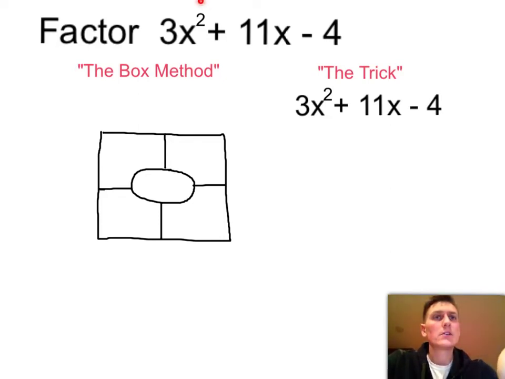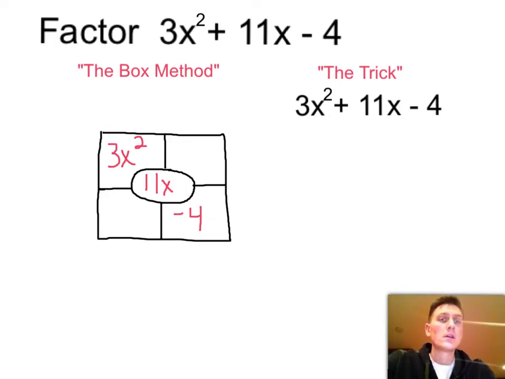If we look at our leading coefficient of 3x squared, that's what goes inside the upper left-hand corner of the box. What goes in the middle of the box is our middle term of 11x, and the constant term going in the lower right-hand corner of the box is negative 4. Reminding you that we're not looking for factors of negative 4, but we're looking for factors of 3 times negative 4 when there's a coefficient. So 3 times negative 4 gives us negative 12.